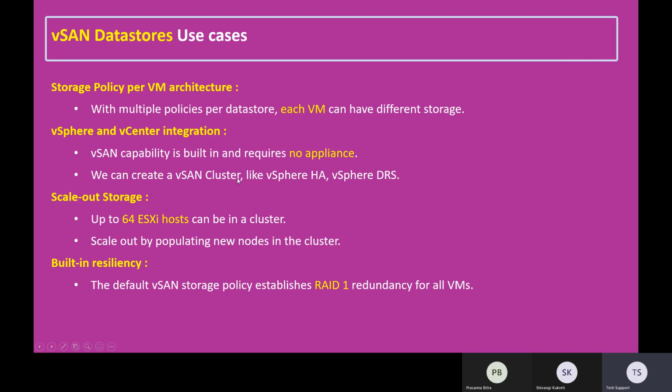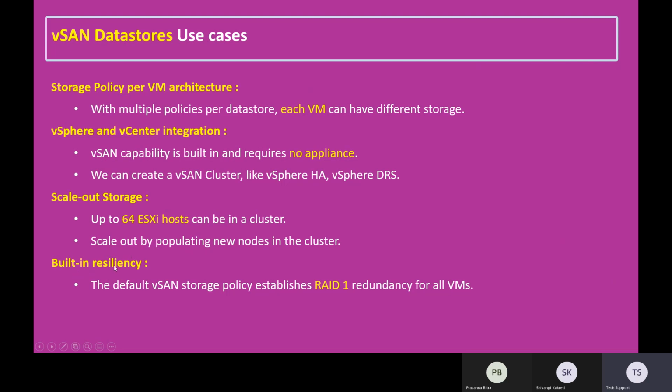We can create a vSAN cluster like vSphere HA and vSphere DRS. Even during cluster creation, we can see these features. Scale out storage: scale out is nothing but adding additional capacity. Suppose at the vCenter level, during the initial setup, I added 3 ESXi hosts. Later, if you want to add additional ESXi hosts, you can add them until 64 ESXi hosts can be in a cluster. We scale out by populating new nodes in the cluster. We have an option to add new additional nodes, so we can expand our cluster capacity.